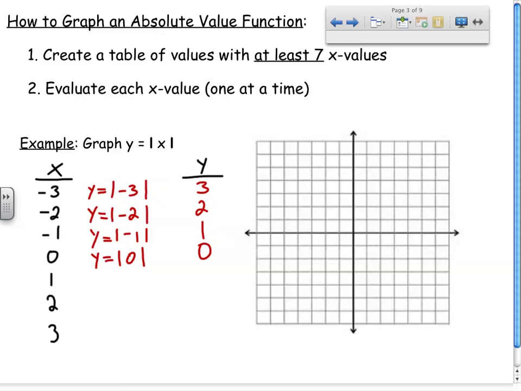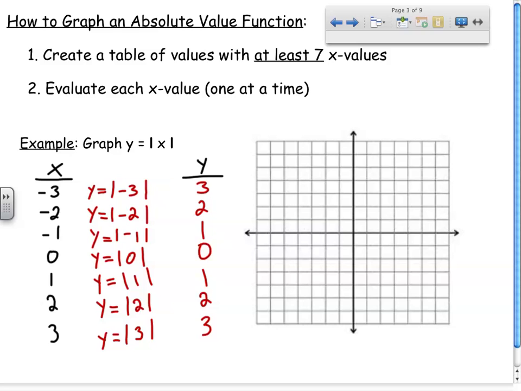But watch what happens here. Once I start taking the absolute value of the positive numbers, it goes back up. So the absolute value of 1 was 1, the absolute value of 2 is 2, and the absolute value of 3 is 3. So I have my x values and I have their corresponding y values.